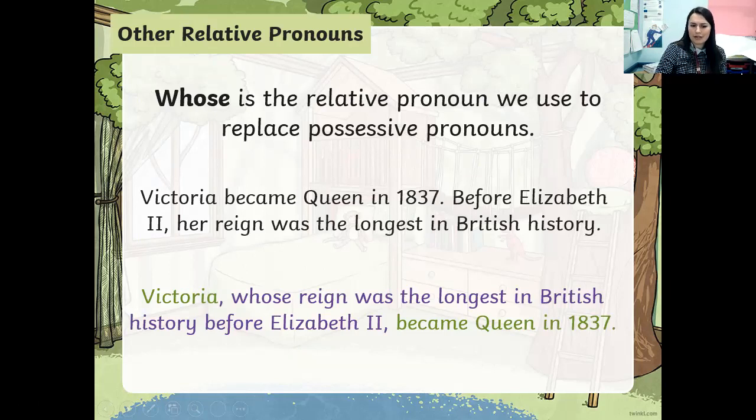So Victoria, whose reign was the longest in British history before Elizabeth II, became queen in 1837. So my main clause has been split immediately after the noun, the subject of this sentence, and then the added information has been put after a relative pronoun.